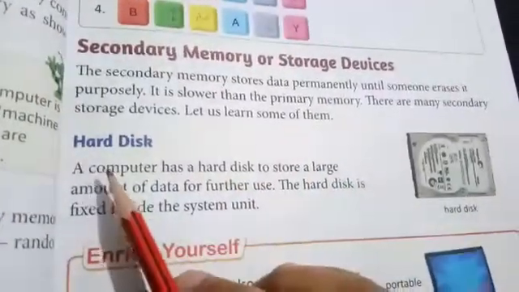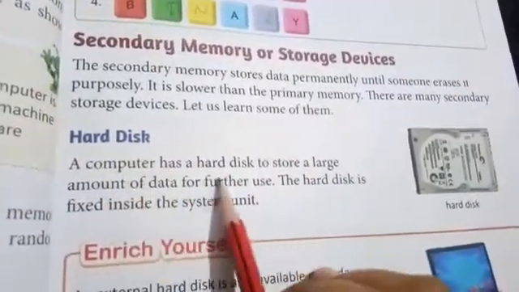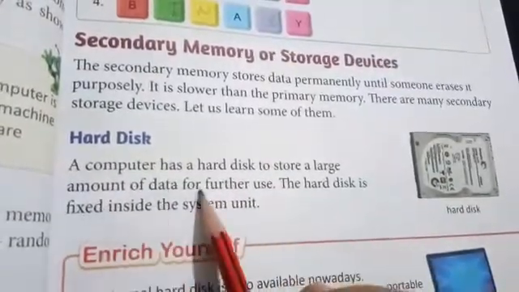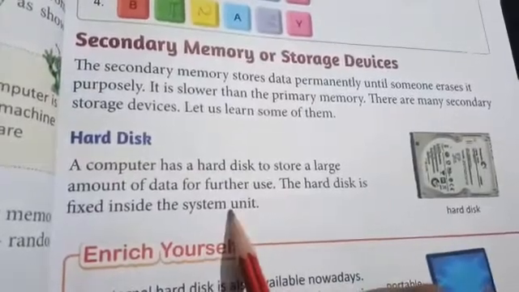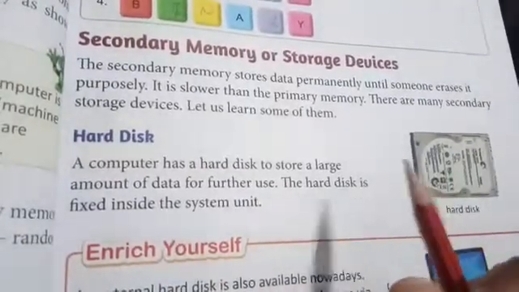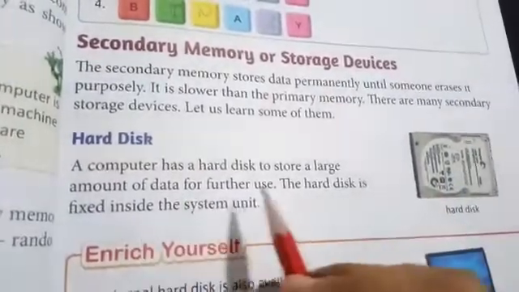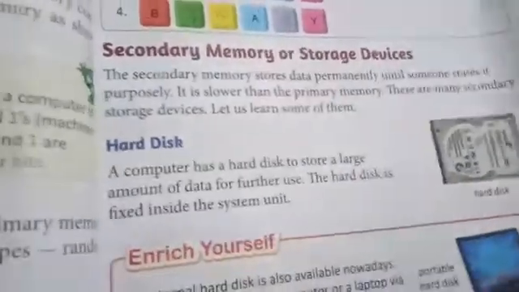Some of the secondary storage devices are: hard disk. A computer has a hard disk to store a large amount of data for further use. The hard disk is fixed inside the system unit, that is the CPU, and it stores a large amount of data which we can use further.